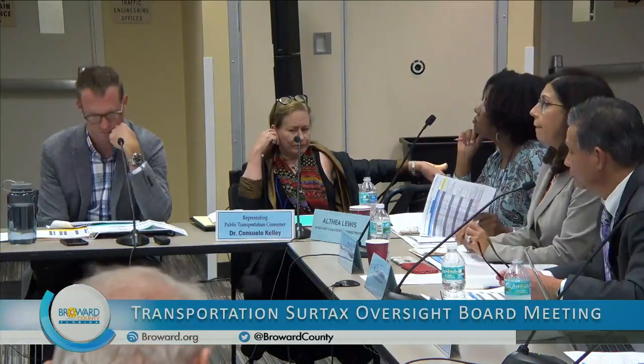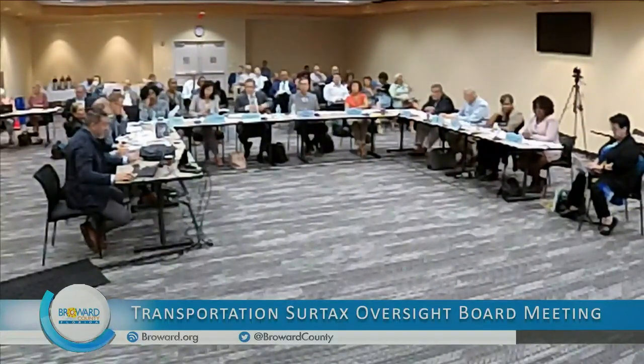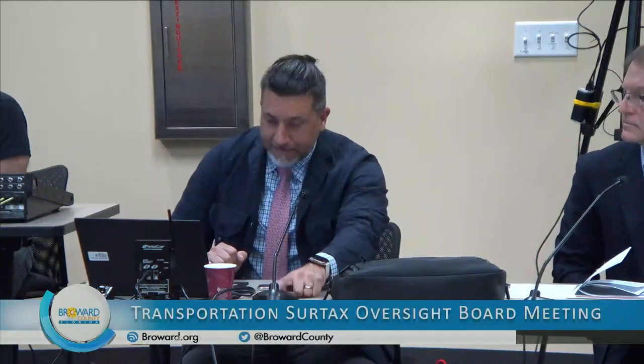Just to elaborate on the spreadsheet, I think the answers are in there, but maybe we can make it a little bit clearer. If you look at the Hollywood Park and Panther Run, and you've got deferred program costs right here, the answer to why it's deferred is in Addendum A, page 17. And when you go down here and look at this one for deferred program costs, like Gretchen said, it's basically saying that's because it's in corridor review. So you kind of have to look at a couple of different places to find out. Like in this one, it was rescheduled to coordinate with ongoing drainage. So we tried to put it in there, but maybe your question is, could it be a little bit more consistent? Okay, all right.